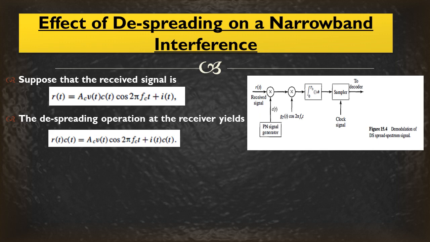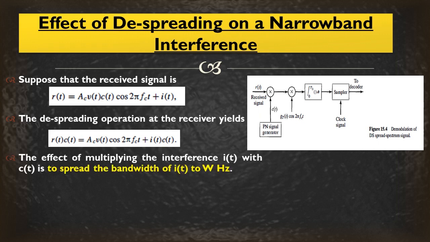But this is having a bandwidth of W hertz, because C(t) is having a bandwidth of W hertz. So that's what I have told here. So the interfering signal will be spread over a bandwidth of W hertz, because its multiplication will result in the bandwidth expanding to W hertz. Right? Now, this I(t) and C(t) will have a PSD.